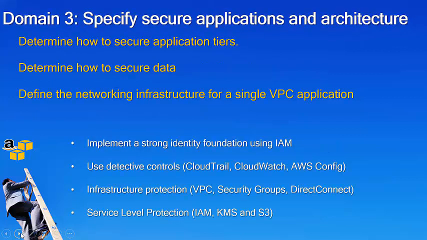Let's explore domain 3, specify secure applications and architecture, covering 26% of exam questions. There are three main objectives in this domain: determine how to secure application tiers, determine how to secure data, and define the network infrastructure for a single VPC application. I'm combining all these three objectives and providing a consolidated view of this domain.